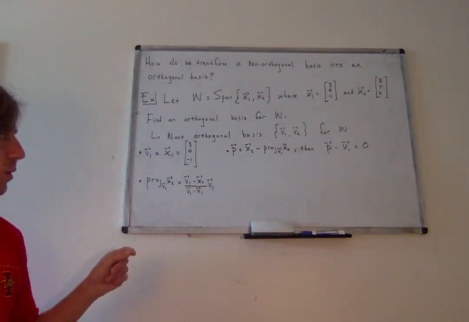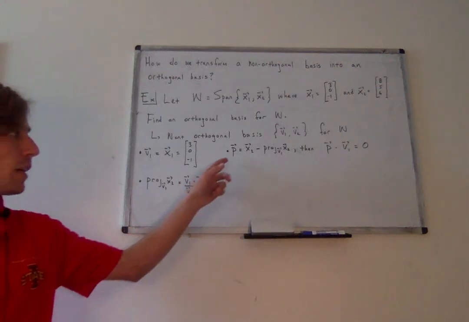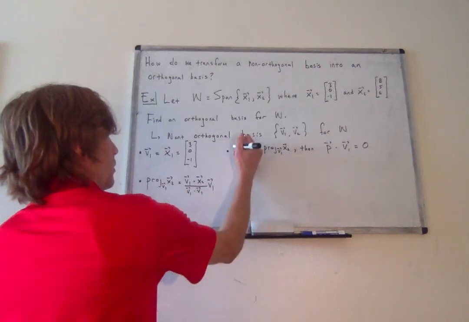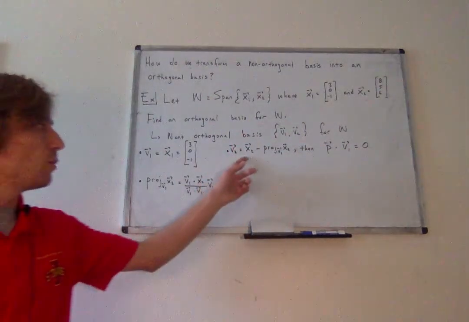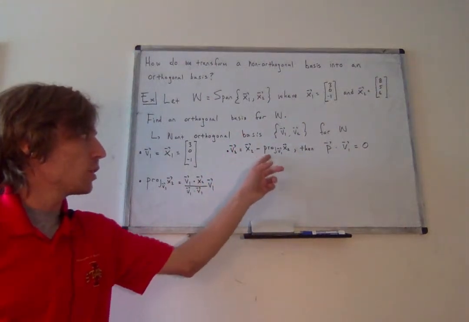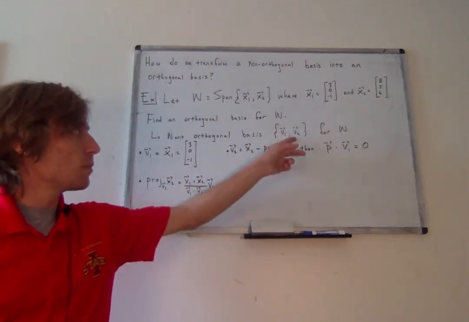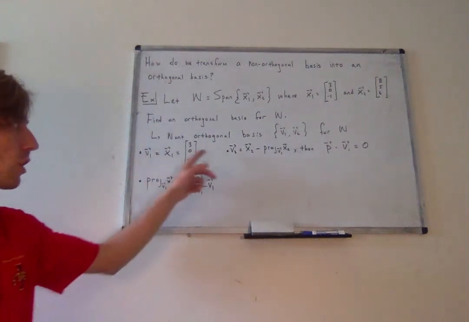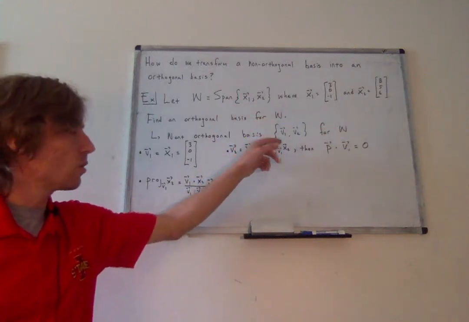So now we just have to check that if I let v2 be this vector, x2 minus the projection of x2 onto v1, will it span the same set as v1, v2? Well, yes, right? Because the question is, will v1 and v2 span the same set as x1 and x2?